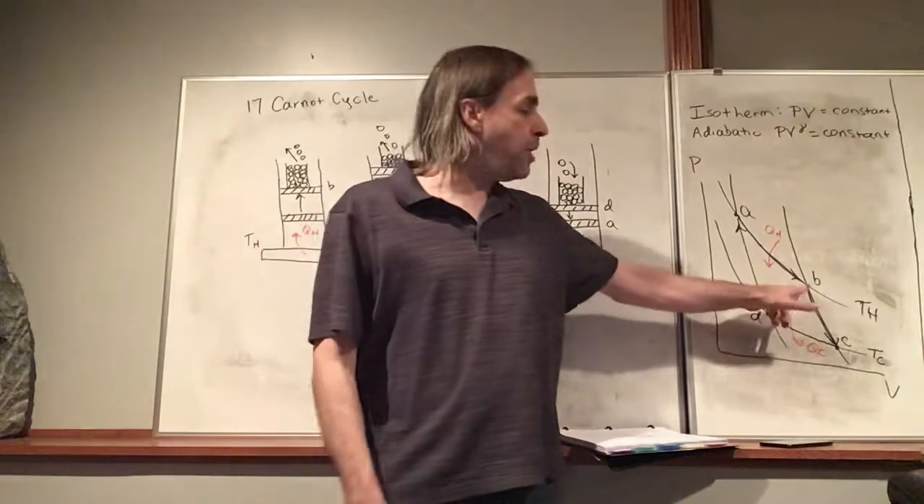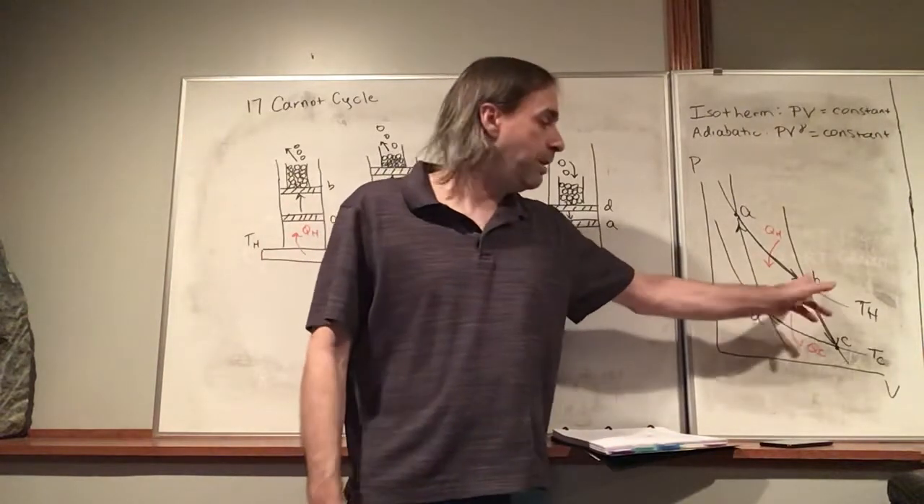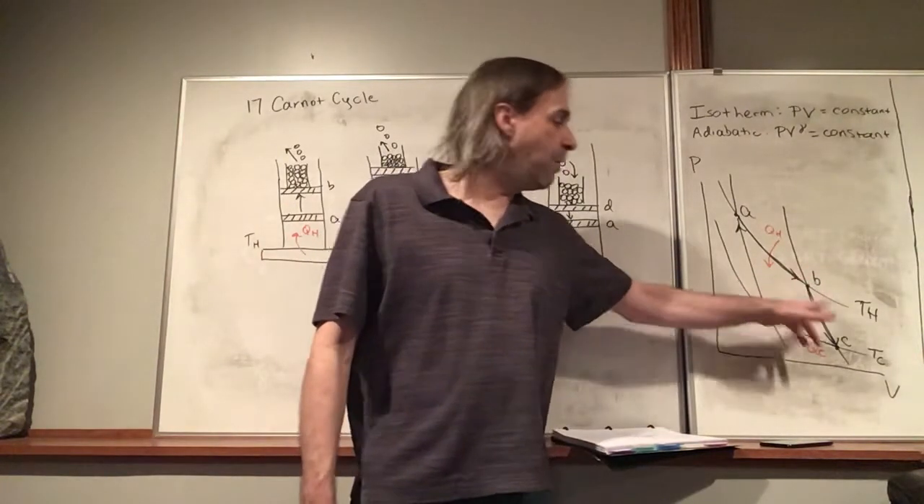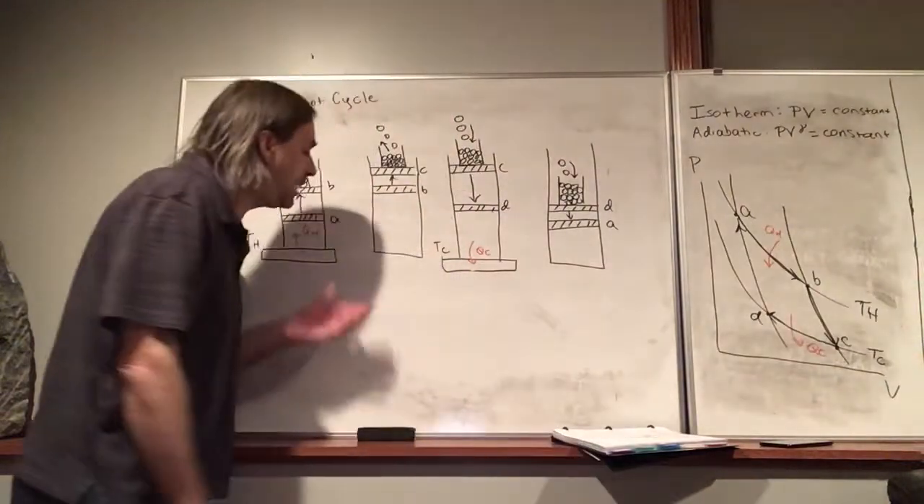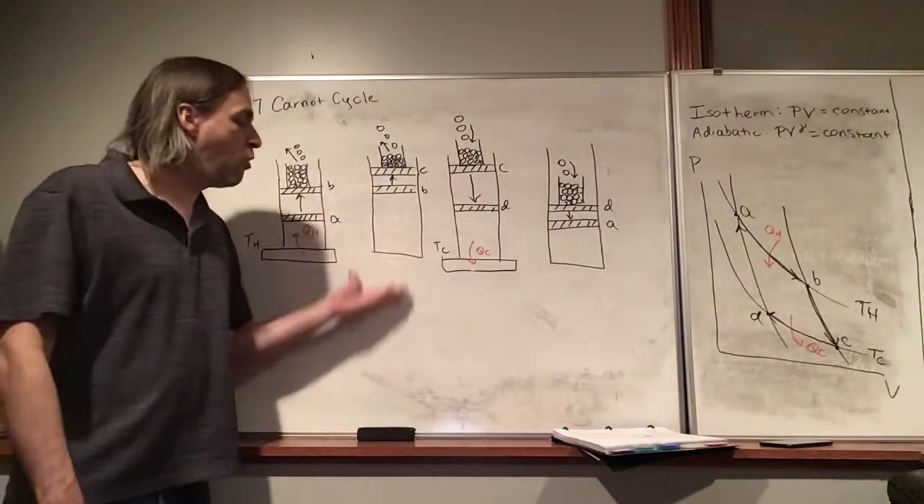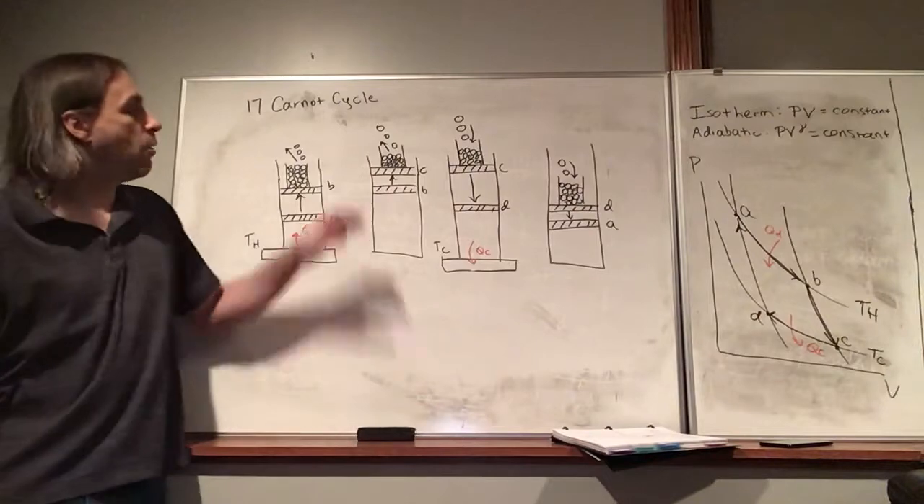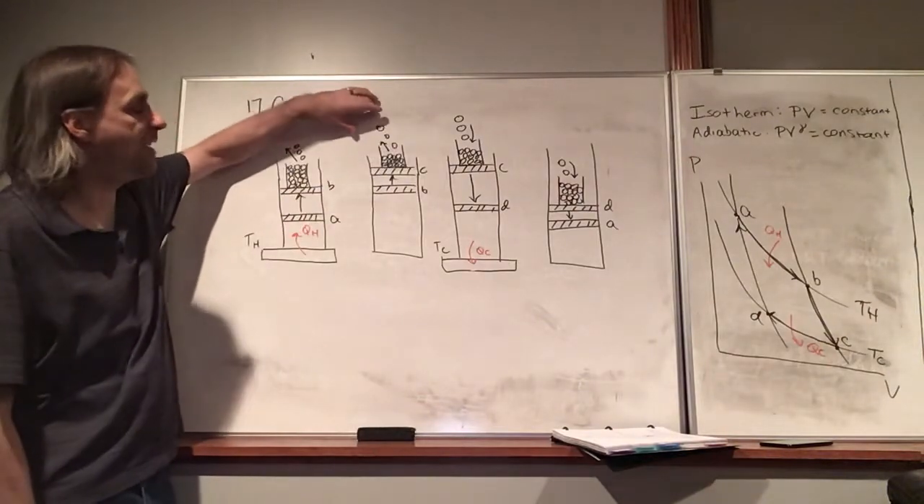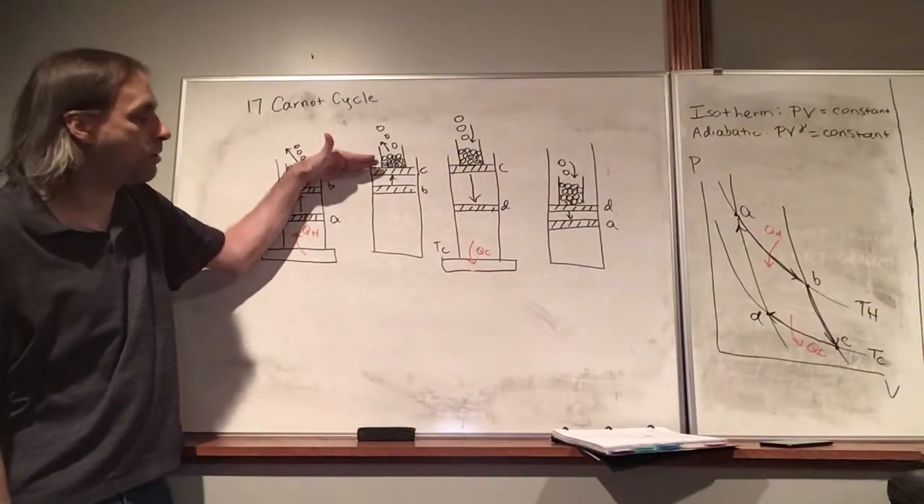Okay, so now we're at point B. So we're at this volume B. And now we want to keep expanding to volume C. But what we're doing is we're removing this hot reservoir. So we continue taking mass out of this container, so it's going to continue to rise.